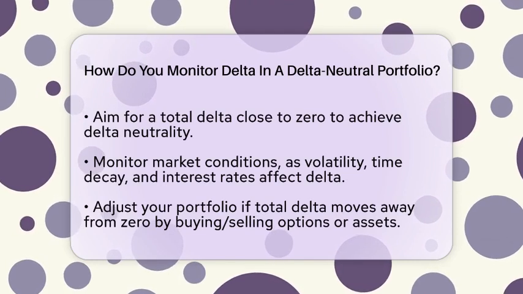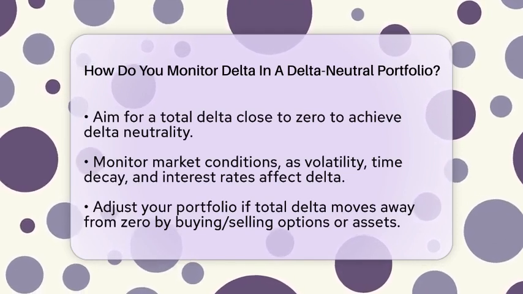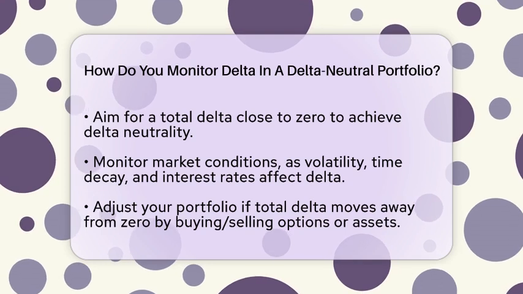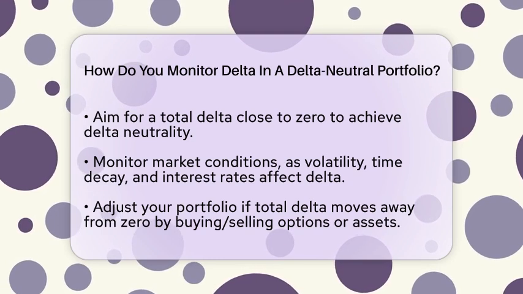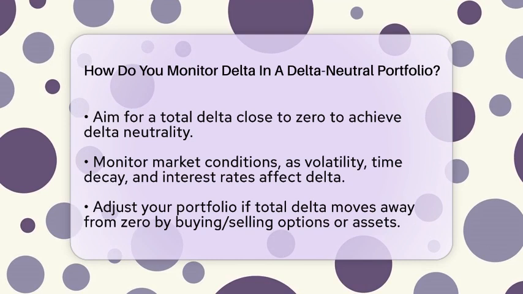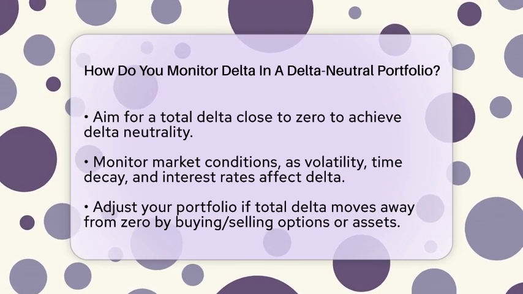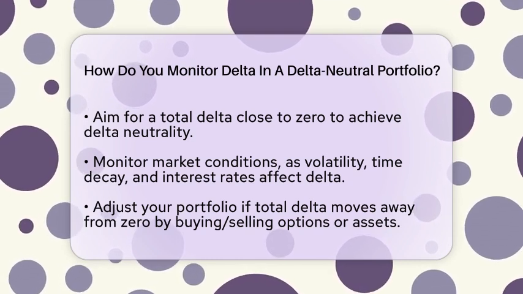If you notice that your total portfolio delta is moving away from 0, it's time to make adjustments. You can do this by buying or selling options or the underlying assets. For instance, if your portfolio delta becomes positive, you might want to sell some of your underlying assets or buy put options to bring it back to neutrality.